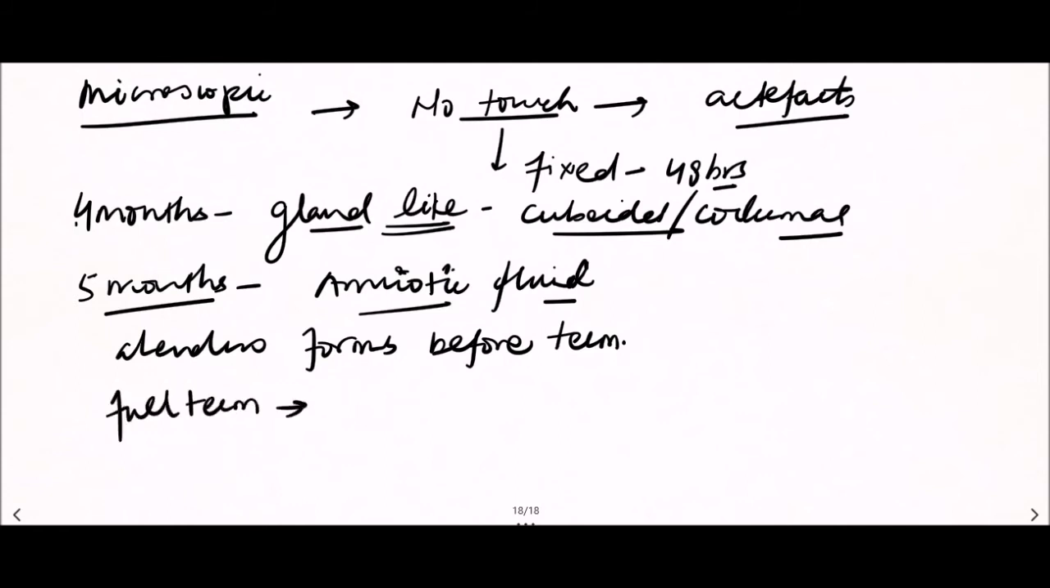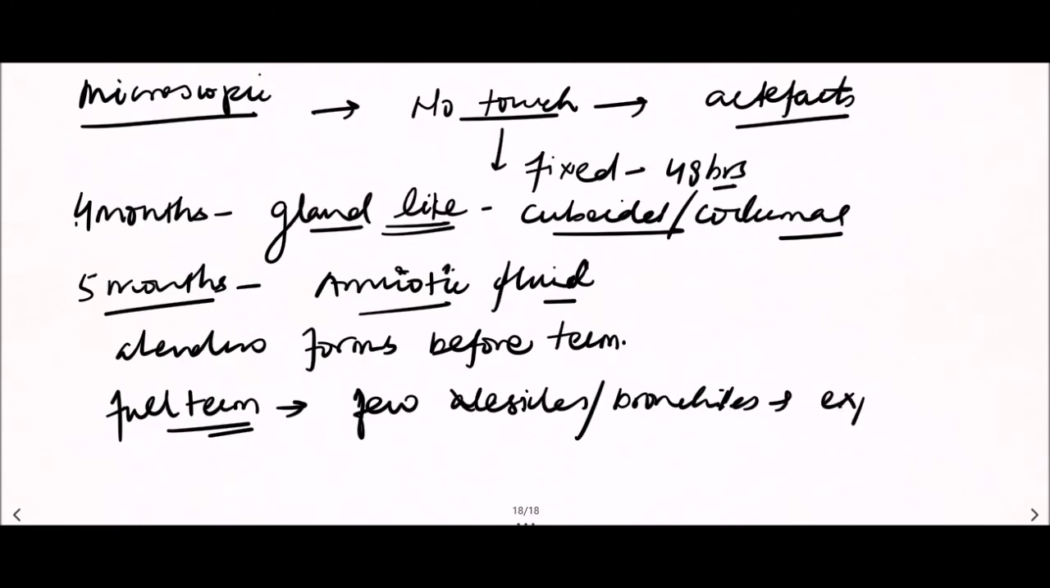So at full term, a few alveoli, a few vesicles or bronchioles are expanded. The terminal bronchioles or the vesicles are expanded. The rest of the lung is atelectatic.